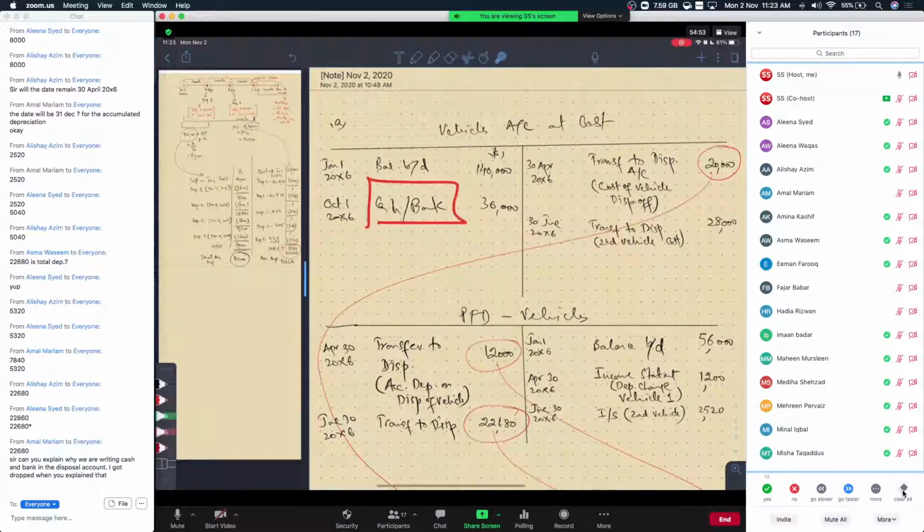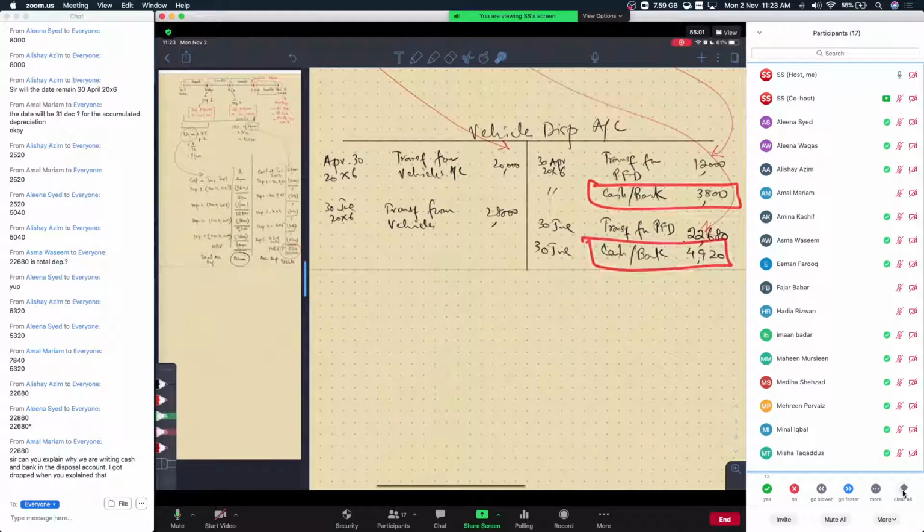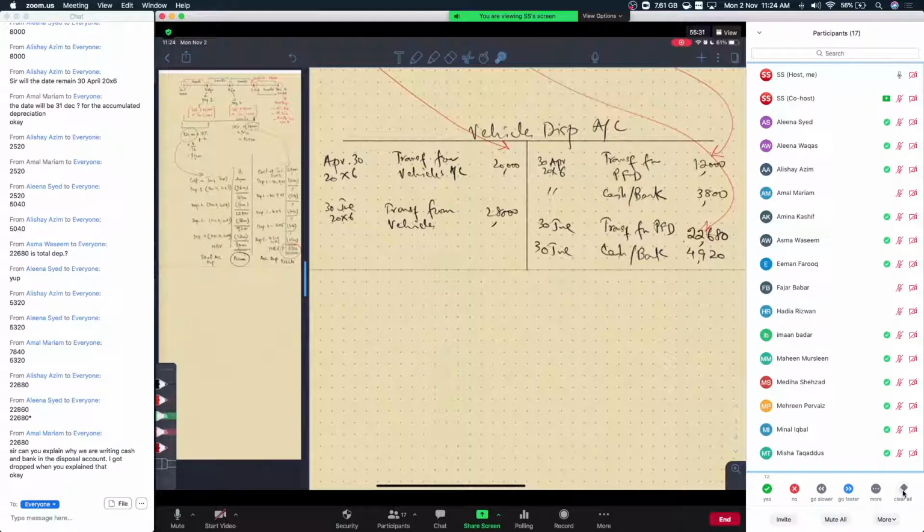Same goes here. The disposal proceeds over here, this one and this one, you're just simply told these are disposal proceeds. So disposal proceeds means this is the exchange value of this vehicle. It could mean you sold it for cash, or it could mean you sold it on credit. But since we have no way of verifying the fact, we can exercise our own assumption. We think that it's sold for cash, because that is normally what non-current assets are sold for. So we understand, Amal? Okay.